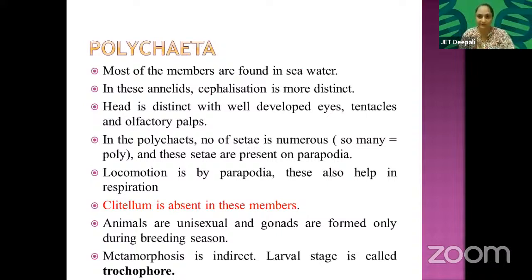First class, Polychaeta. Most of the members are found in seawater, meaning they are marine. We are talking about marine species. In these annelids, cephalization is more distinct. What is cephalization? Reply fast.